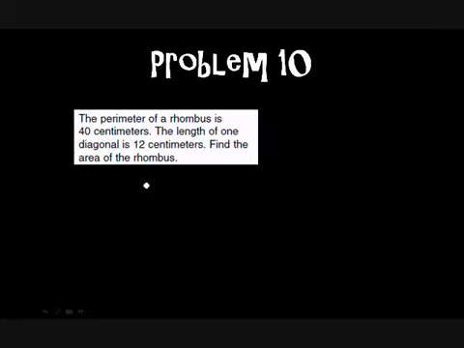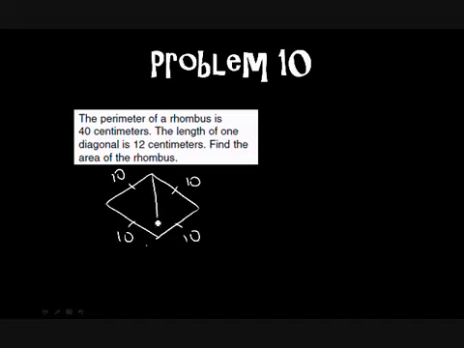Okay, problem 10, we're going to have to go ahead and draw out. It says the perimeter of a rhombus is 40 centimeters and the length of one diagonal is 12 centimeters. Find the area of the rhombus. So I'm going to draw it. Okay, it says the perimeter is 40. Since it's a rhombus, all of these sides are the same, so they're all going to be 10. And then one of the diagonals is 12, and we're trying to find the area.